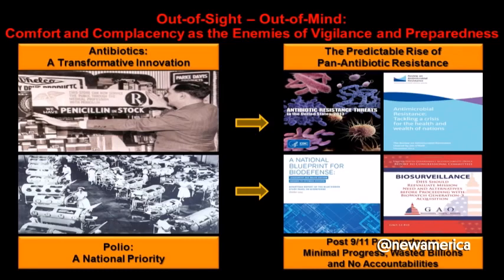Slow mobilization. Polio was a national priority. We mobilized all skill. It was a war against polio. Now, there is a national blueprint for biodefense from Tom Ridge and Joe Lieberman, which I was pleased to serve as a member of.